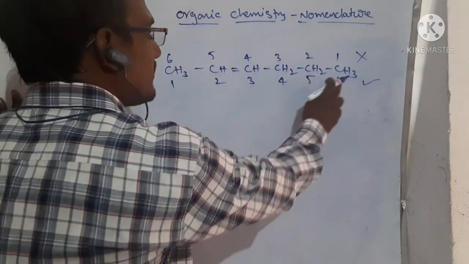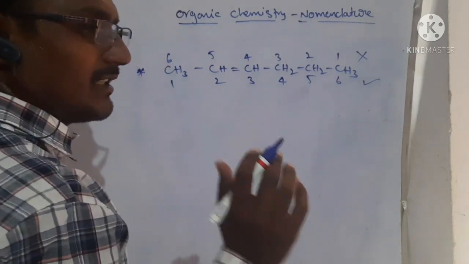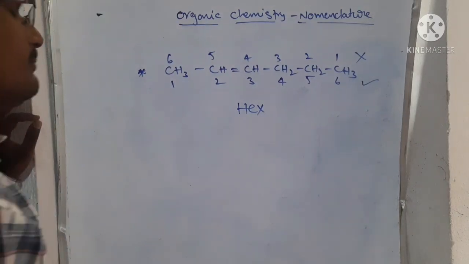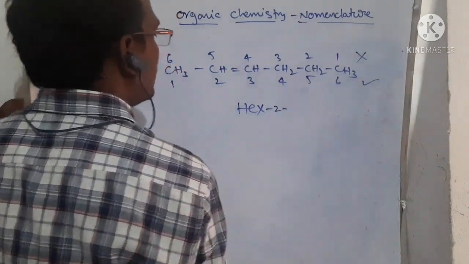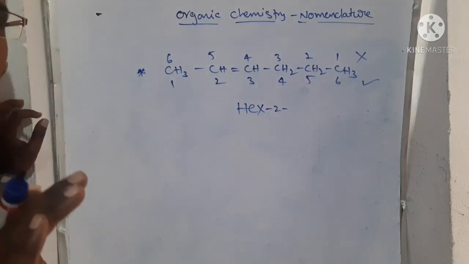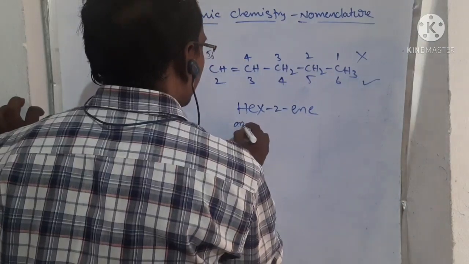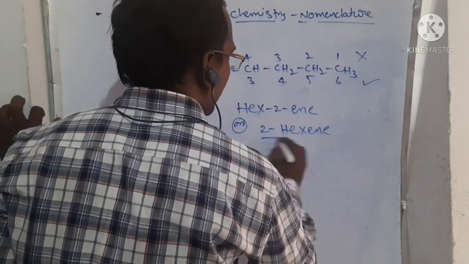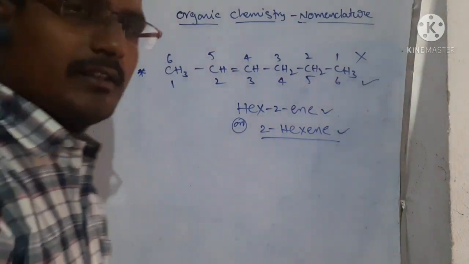So how many carbon atoms are there? 6 carbon atoms. So 6 carbon atoms means the root word is hex, right? The double bond is present in the second position. If the double bond is present, what is the suffix? That is -ene, right? So hex-2-ene. It can also be written as 2-hexene. Both are correct, hex-2-ene or 2-hexene, right?